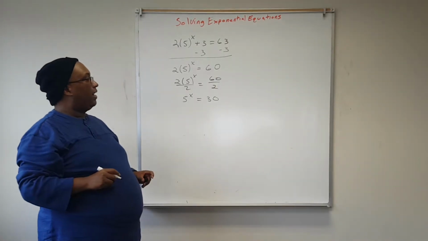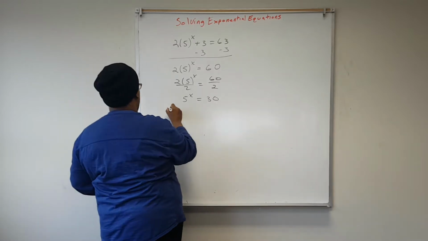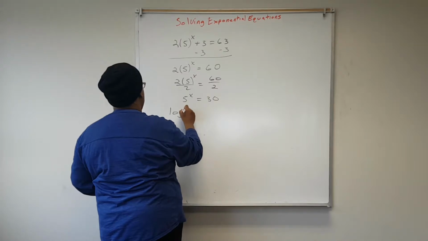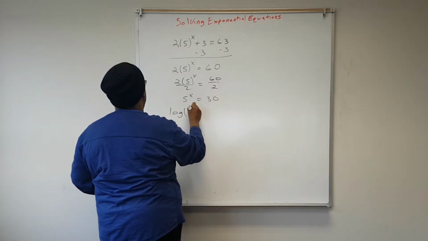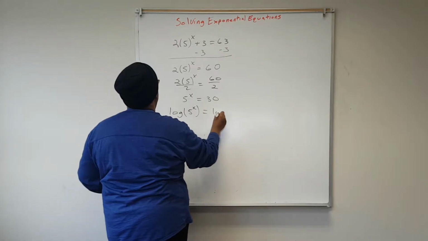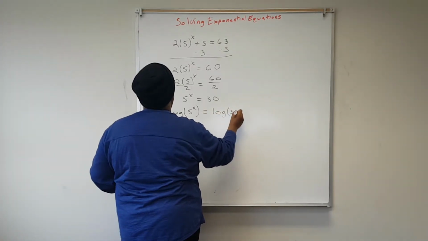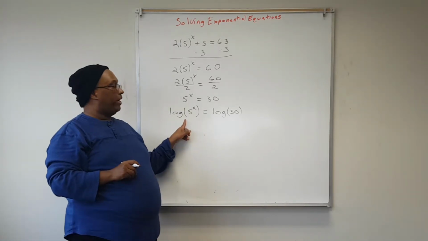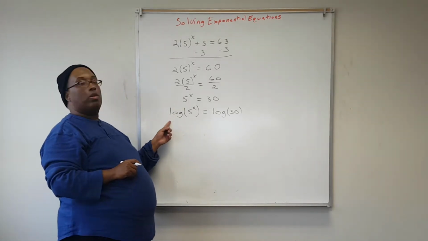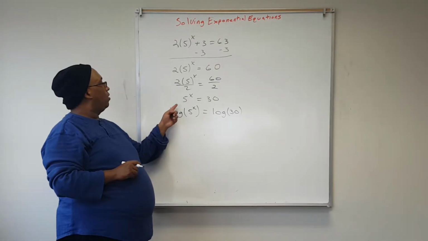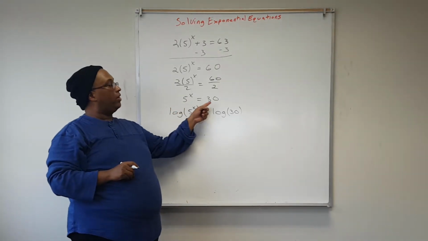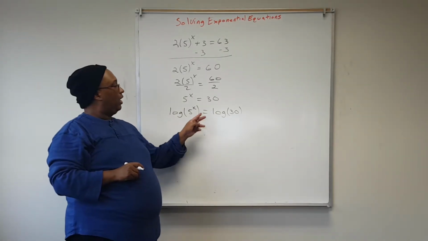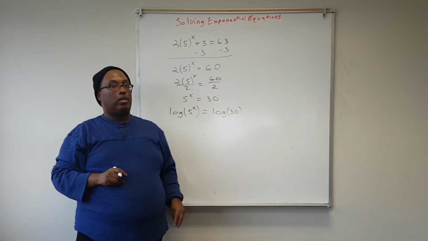In order to do that, we can take the log of both sides. And when you see the log with no base in the bottom, no subscript, this is called the common log. And so here we had 5 raised to the x equals 30. Here we have the common log of 5 to the x equals the common log of 30.